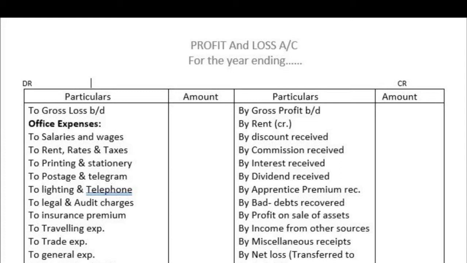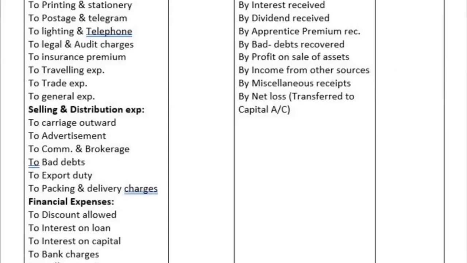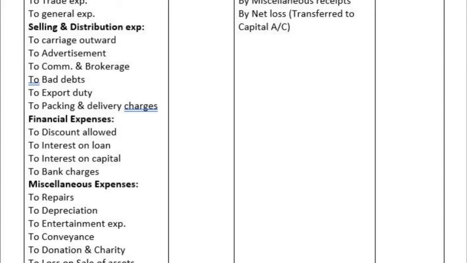Now the other items which will be debited to P&L account under the head office expenses are rent, rates and taxes, printing and stationery, postage and telegram, lighting and telephone, legal charges and audit charges, traveling expenses, etc. Now second item on the debit side is selling and distribution expenses. Now this will include all the expenses which are directly related with the sales and distribution of the goods of the business, like carriage outward, advertisement expenses, commission, brokerage, export duty, delivery charges, etc.